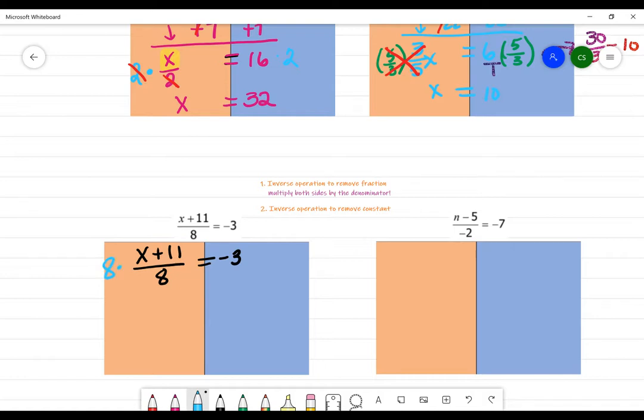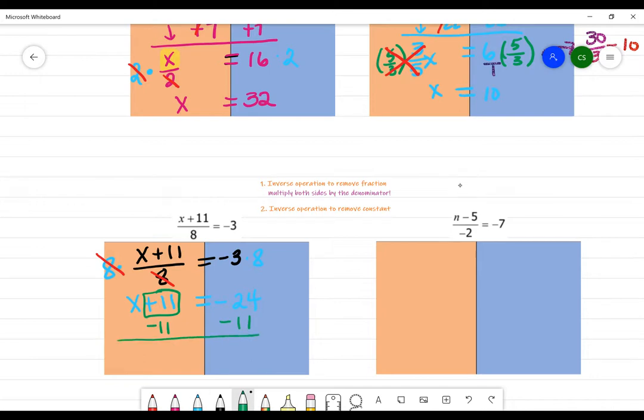So I multiply the one side by 8. I multiply the other side by 8. I can cross multiply and my 8's cancel out. And I get x plus 11 is equal to a negative 24. Because negative 3 times 8 is a negative 24. Now I got x plus 11 is equal to negative 24. What's happening to x? 11 is being added to it. So I can do the inverse of adding 11 and subtract 11. But I must do it on both sides.